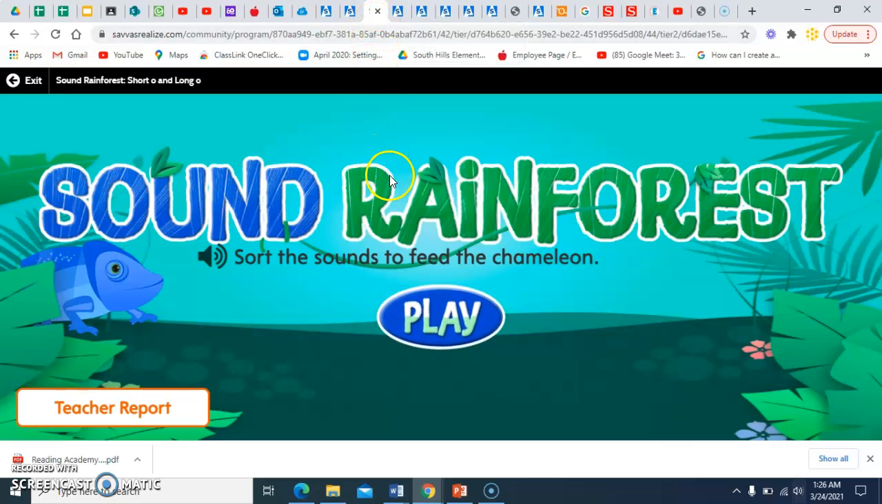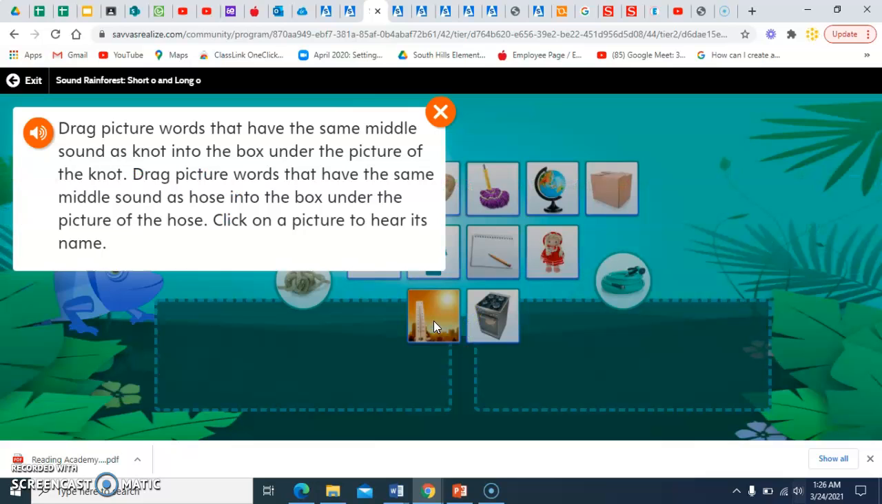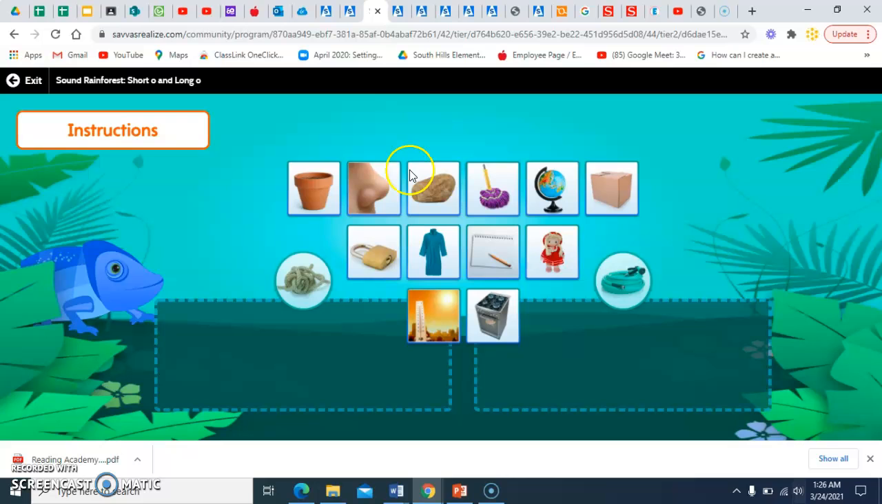Now we have our rainforest game, and we're going to play it for letter O. Okay, so we have not and we have hose. So the O in not is ah. The O in hose is O. So let's practice. And we have hot, hot. Where should we put the picture for hot?